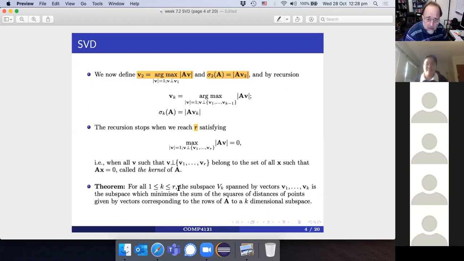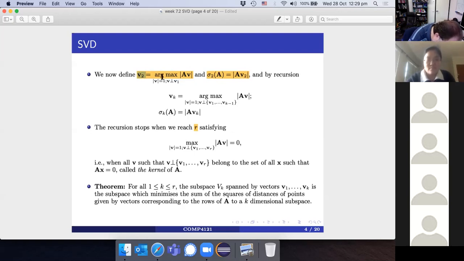So what about the second singular vector and value? After we find V1, we can find V2, defined as the argmax of the length of AV. So we try to find V satisfying that the length of V is 1 and V is orthogonal to V1. If we can find this V2, then we can get our second singular value, sigma 2 of A, which is equal to the length of A times V2.